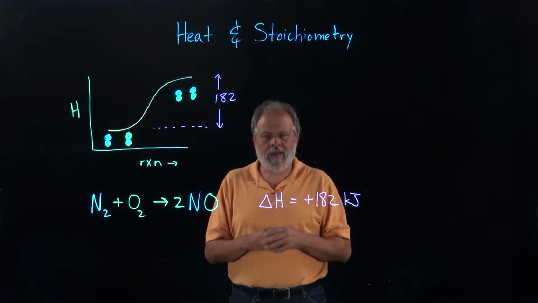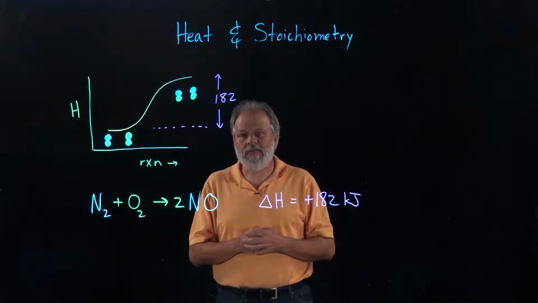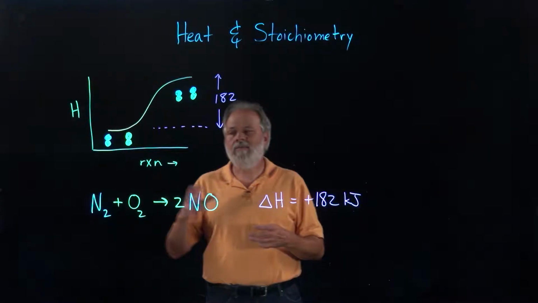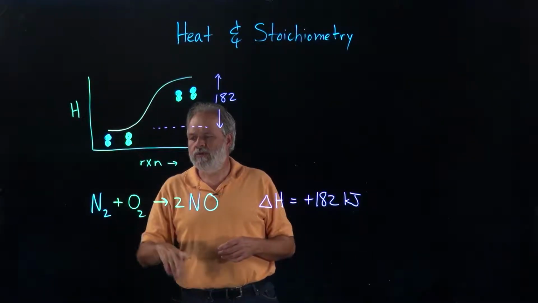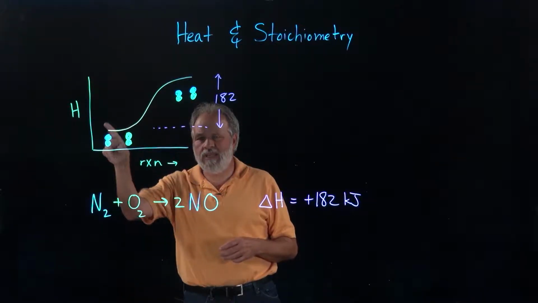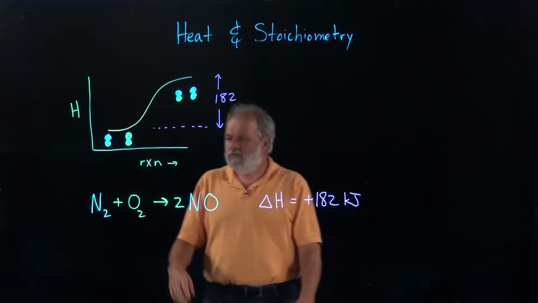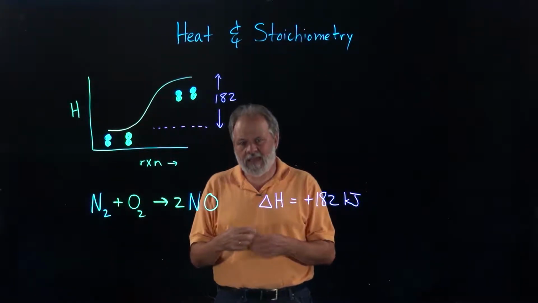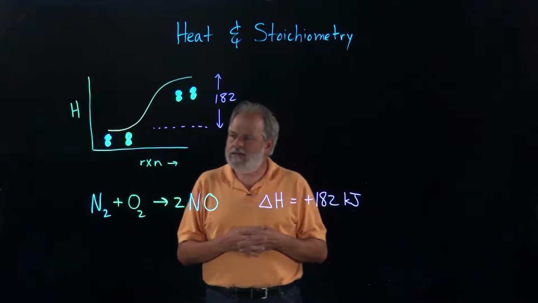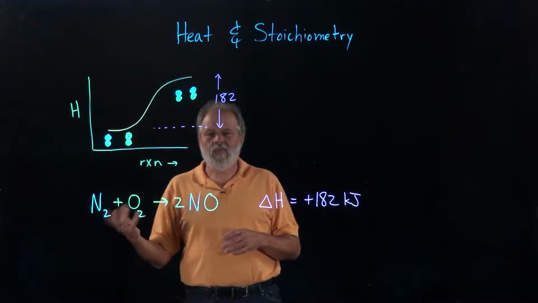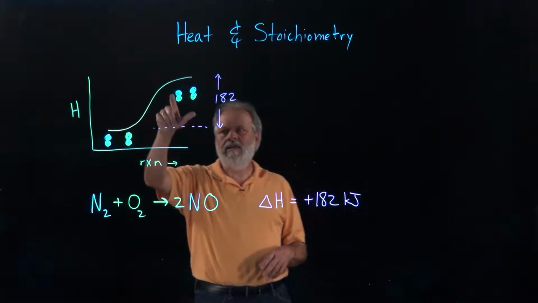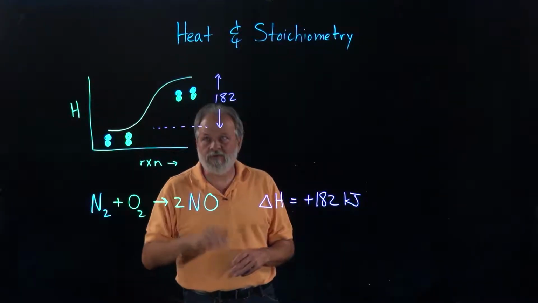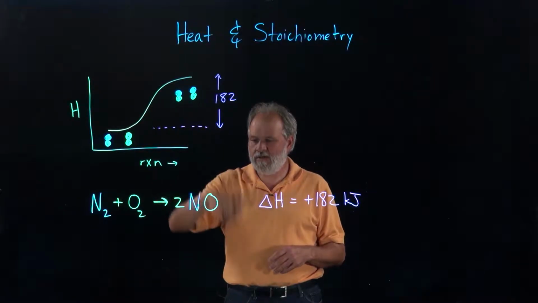In this video I'm going to talk about heat and stoichiometry. So, for example, let's do an example of nitrogen, which is N2. Here's two N atoms hooked together through covalent bonds. Oxygen, also two oxygen atoms bonded together through covalent bonds. And then they make and break bonds until you get an NO molecule and another NO molecule. So we say there's two of those molecules. There's one here, there's one here.